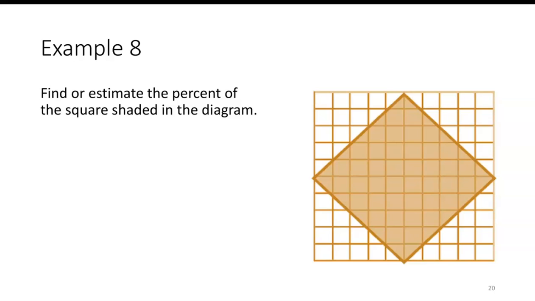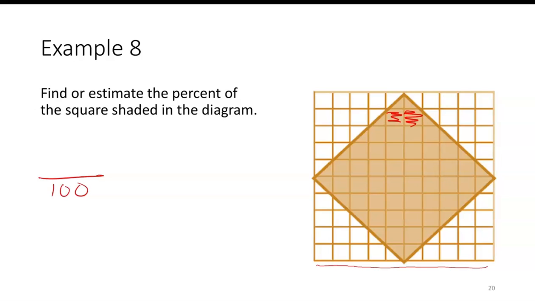All right, so let's estimate the percent of the square that's shaded in this diagram. Let's count the total number of squares. On these sides, there's 1, 2, 3, 4, 5, 6, 7, 8, 9, 10. So there are 100 squares overall. And figure out how many of them are shaded. There's a couple ways you can approach this, but we want to estimate. So just estimate how many squares are shaded.